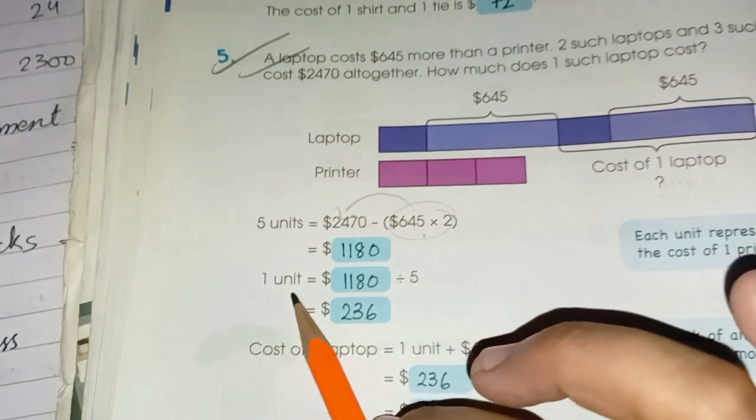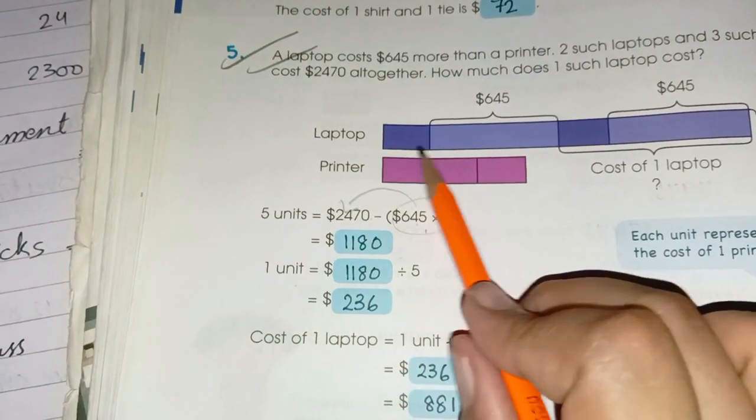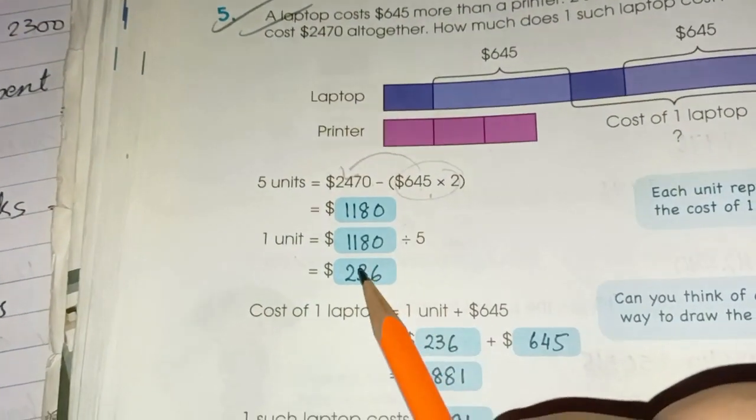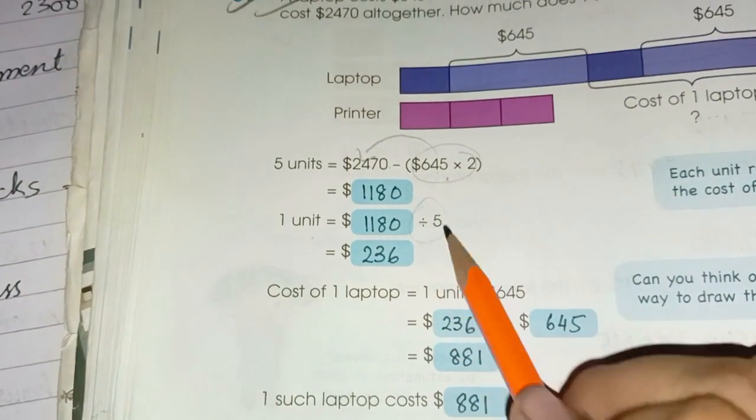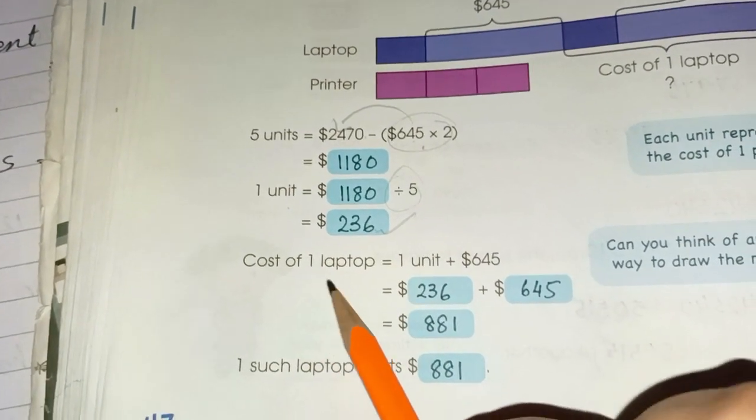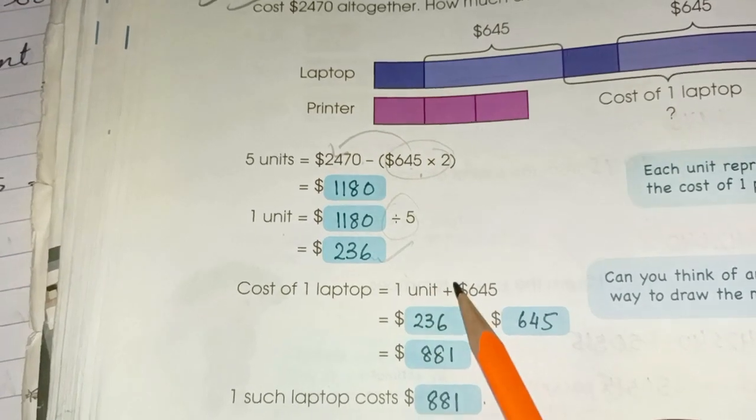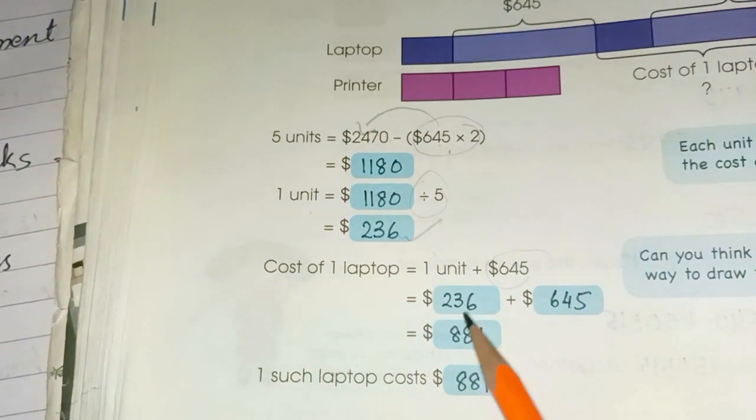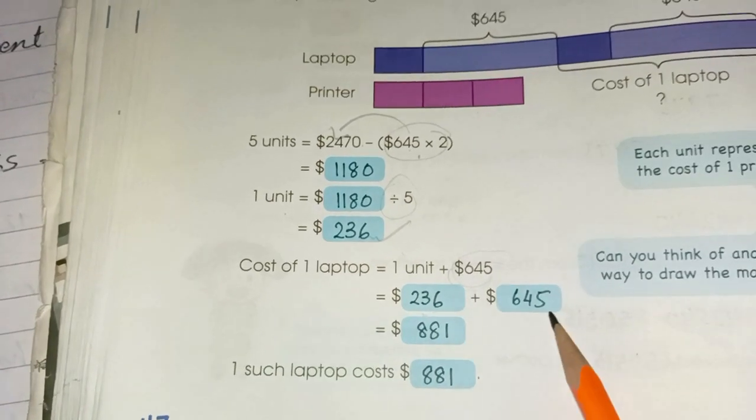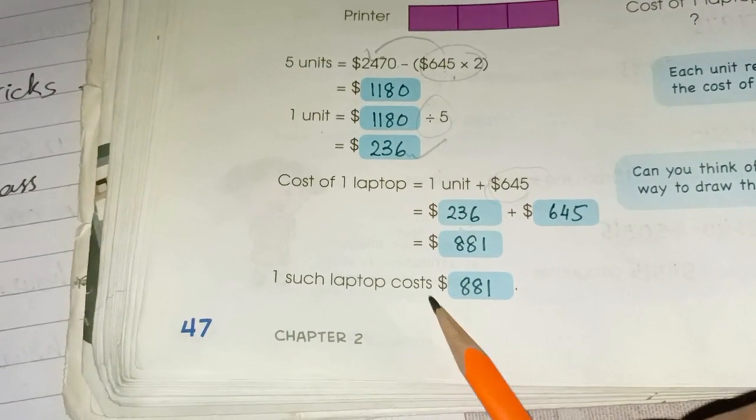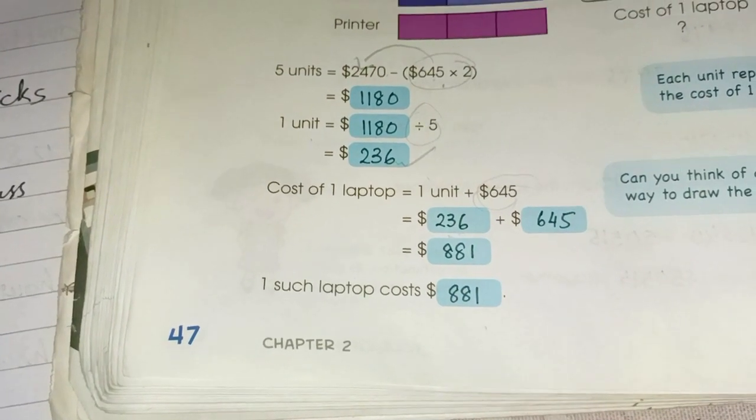We have total 5 units. 1, 2, 3, 4, 5. So we are going to divide this by 5. So we have 236. Cost of one laptop is equal to 1 unit, 645. So 1 unit is 236 and 645 is given. We have to add the numbers. So the answer is $881.